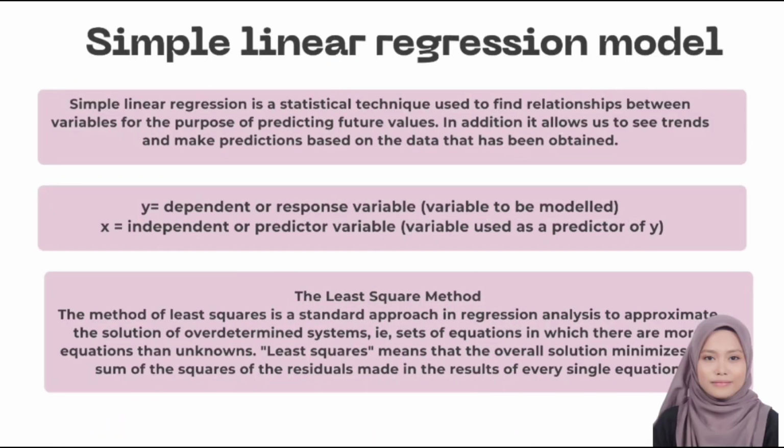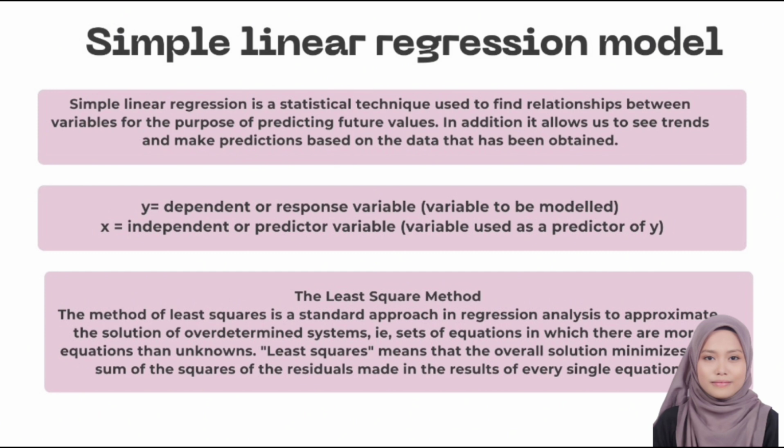Simple linear regression model. Simple linear regression is a statistical technique used to find the relationship between variables for the purpose of predicting future values. In addition, it allows us to see trends and make predictions based on the data that has been obtained. Y is the dependent or response variable to be modeled. X is the independent or predictor variable used as a predictor of Y.